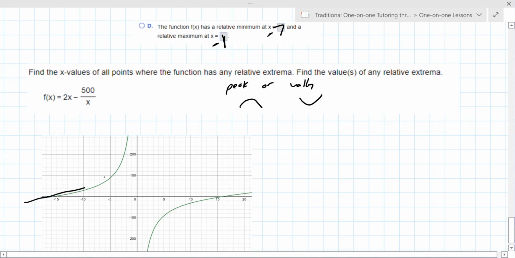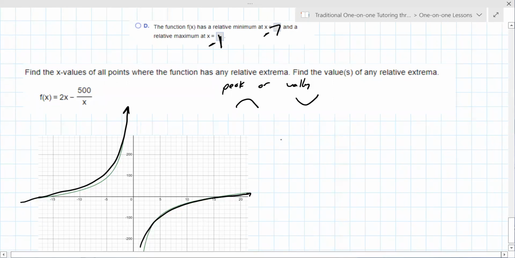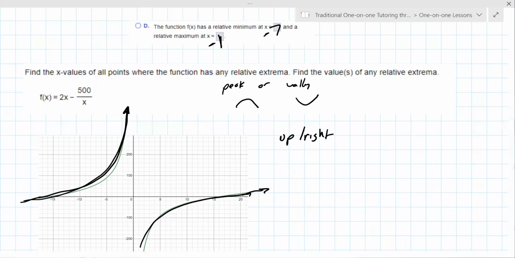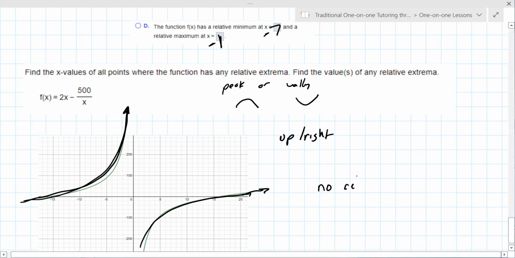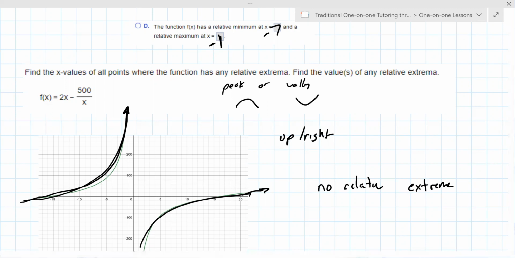So this on the left here increases forever, and this one on the right it's also increasing forever because they're both going up and to the right. This one's much slower. This one's obviously much faster on the left. So we're not seeing some sort of a peak or valley that we're used to seeing. So this one does not have any relative extrema. And that's because there's no place where it has this peak or valley. Okay, so that's D.